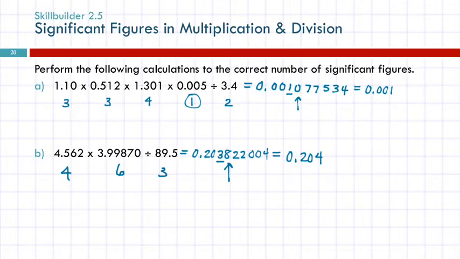It is a very good habit to write down the whole answer that your calculator gives you, or at least write down more than the necessary number of significant figures, and then round the answer. The advantage to this is if you realize that you rounded too much, you still have the original answer there, and you can go back and fix it. You don't actually have to do the calculation over again.